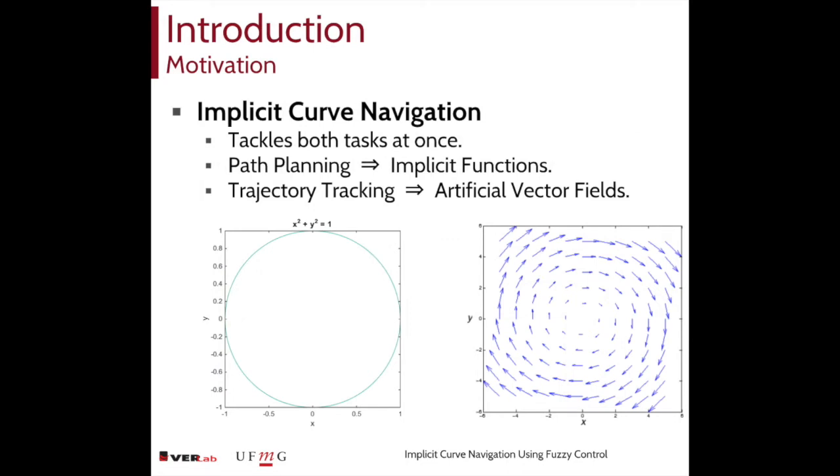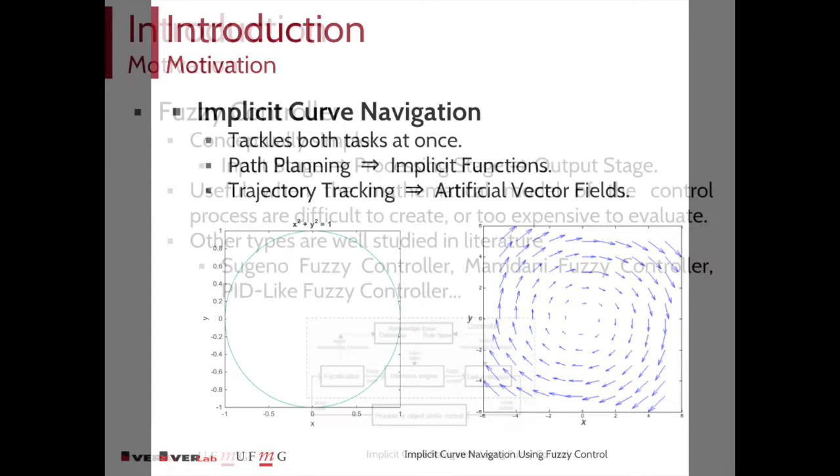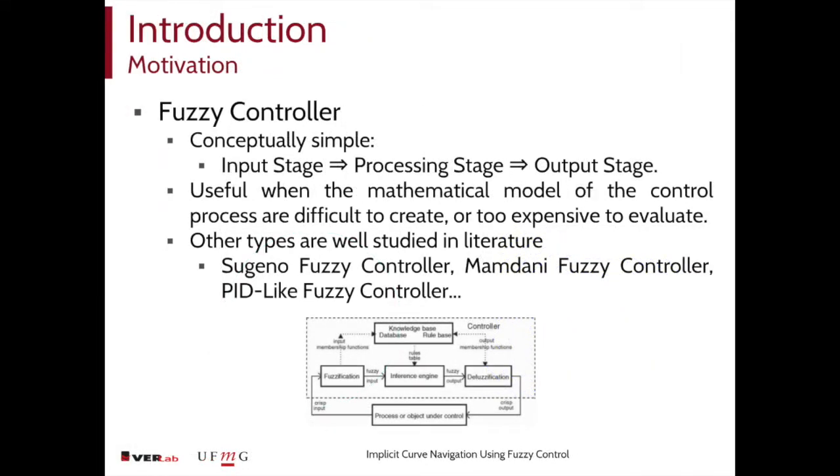Paths are planned using implicit functions, whilst trajectory tracking can be achieved by using artificial vector fields. In order to control our vehicle's navigation towards the curve generated by the implicit function, we used a fuzzy controller. In general, fuzzy control systems are extremely simple. Input variables are mapped into the appropriate membership functions, the input pertinence functions, and truth values. The processing stage invokes each appropriate rule and generates a result for each, then combines the results of the rules. The output stage converts the combined result back into a specific control output value using output pertinence functions.